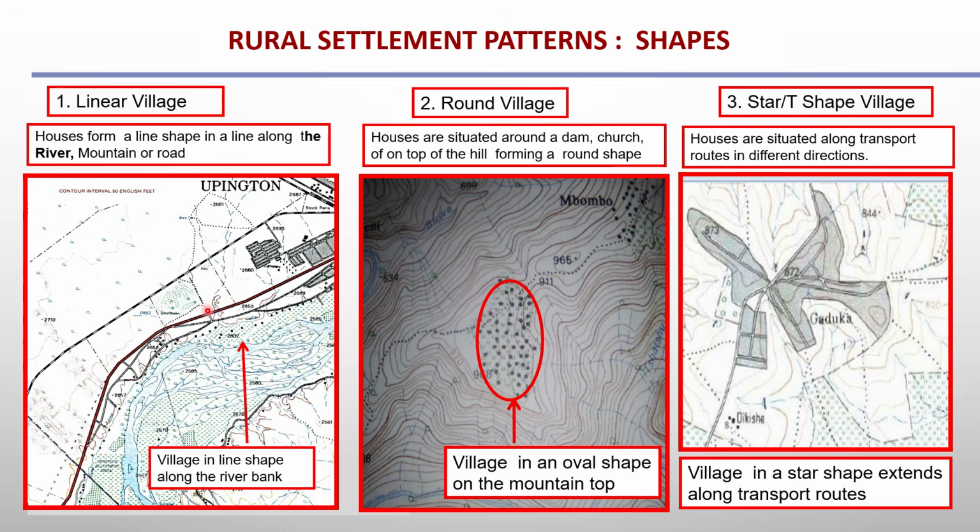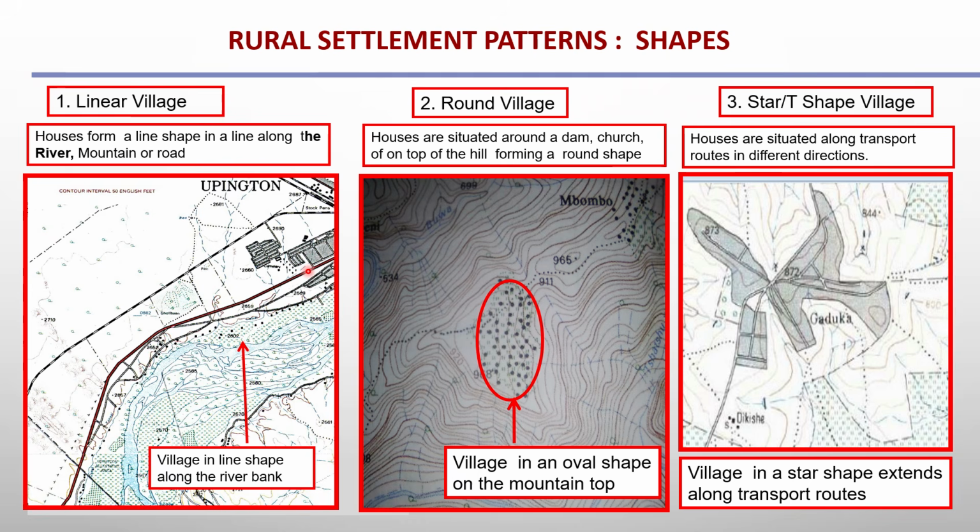It can be a mountain because if there's a steep slope on this side, in this case we don't have it, but if there was a steep slope, it would limit expansion towards the slope. So the settlement will take a linear shape. It will be along a line. In this case, we have a river right there. We also have a road. It's linear. It's along a line.